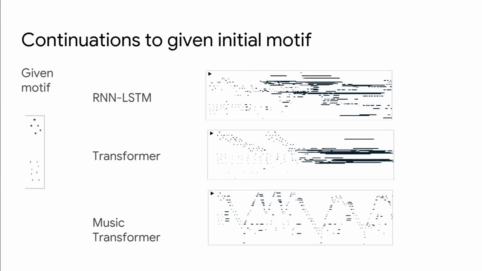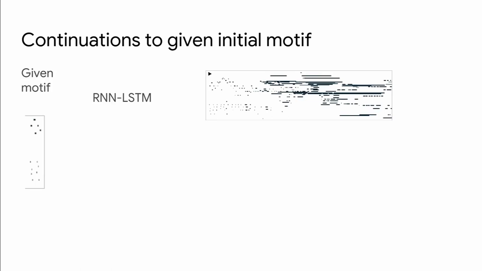This task is kind of the image completion task. We give it an initial motif, and then we ask the model to do continuations. So this is the motif that we fed. How many people recognize it? Awesome. This is a fragment from a Chopin etude piece. And we're going to ask the RNN to do a continuation.